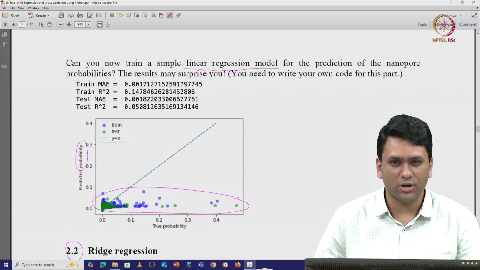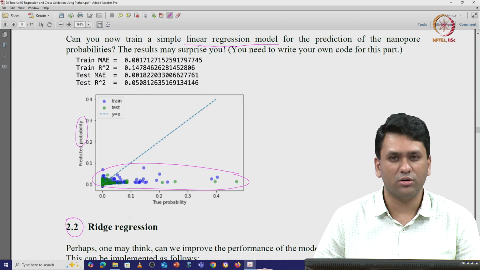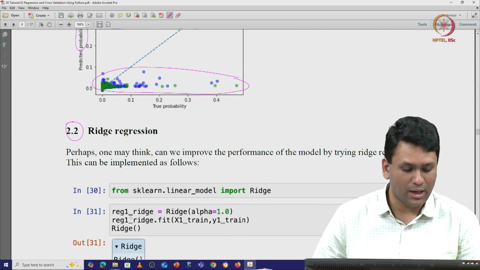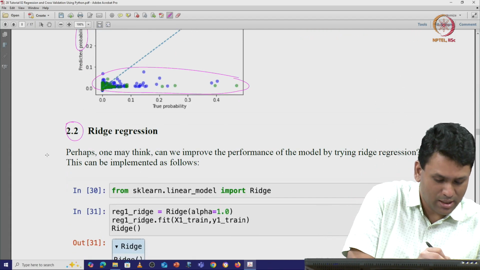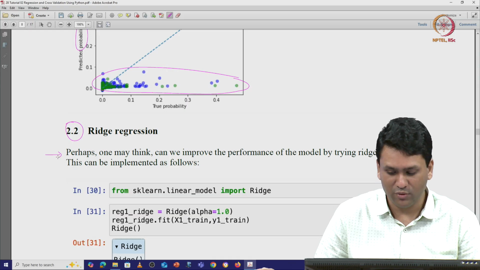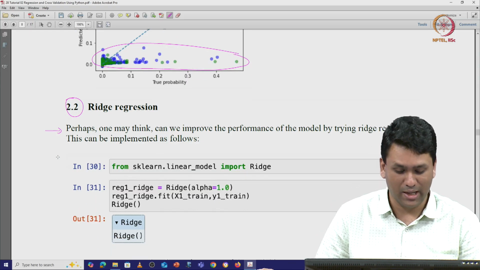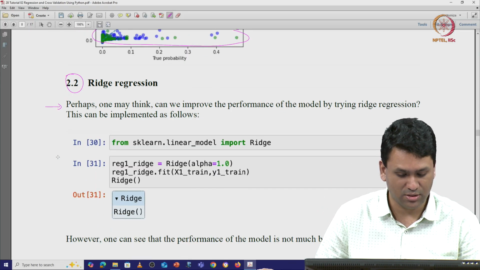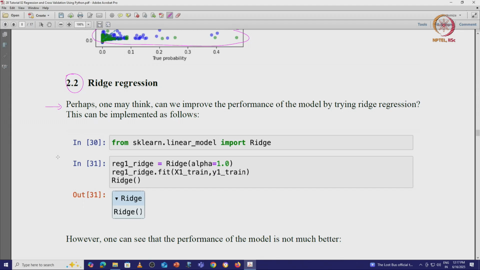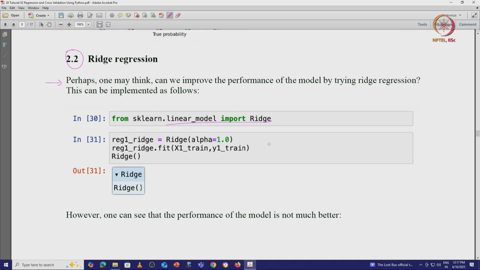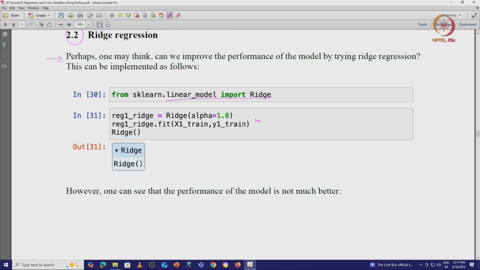So in today's tutorial we are going to move forward and look at ridge regression, and the motivation here is that perhaps we can improve the performance of this model by trying out ridge regression. Ridge regression is also available in scikit-learn, and you can fit a ridge regression model using the train data.